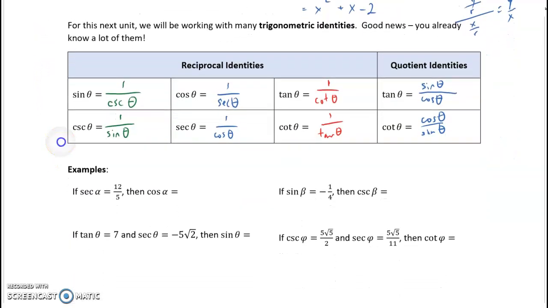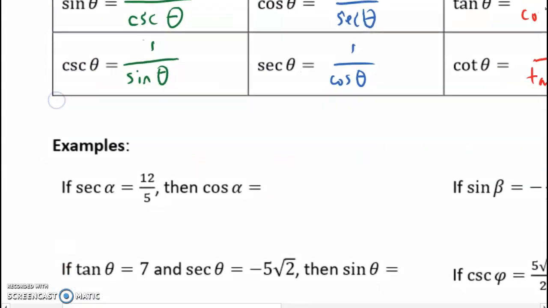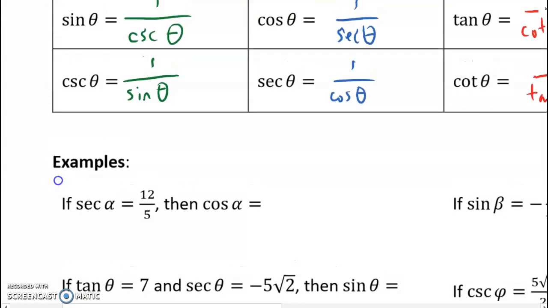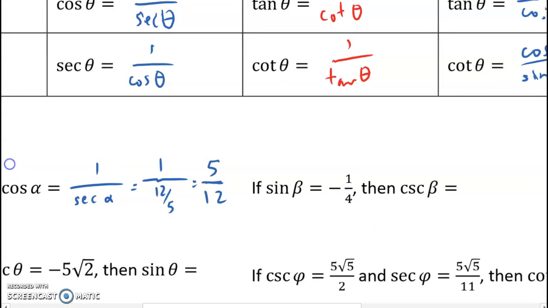Well, let's take a look at this. If I know that the secant of alpha is 12 over 5, and I'm interested in figuring out what the cosine of alpha is, well, I know that the cosine of alpha is the same thing as 1 over the secant of alpha, right? Because that's an identity that we have up here. But I know that the secant of alpha is 12 over 5, so this is 1 over 12 fifths, which is the same thing as 5 twelfths. So all we really have to do is take the reciprocal of one of the values and we get the other value.